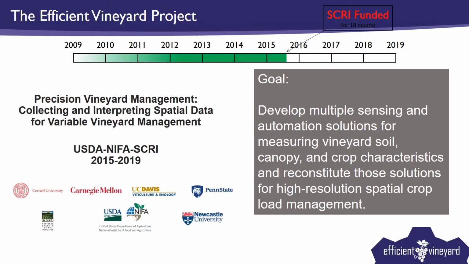So what we're trying to do broadly with this project is find sensors that work in vineyards. If they don't exist, develop them to measure soil, canopy, and crop characteristics. So what's going on in the soil that influences growth? How is that growth exhibiting in space? What kind of yields are we pulling off, and how can we manipulate those things to give us our desired outcome in the vineyard?